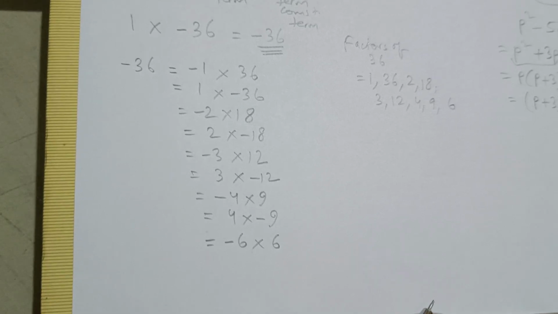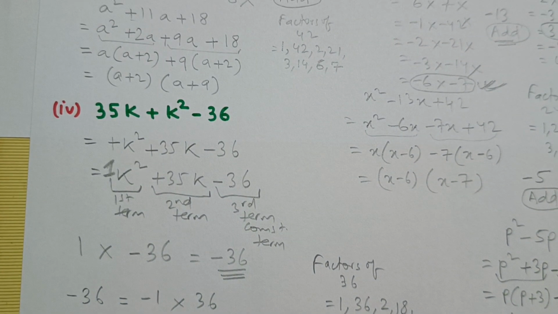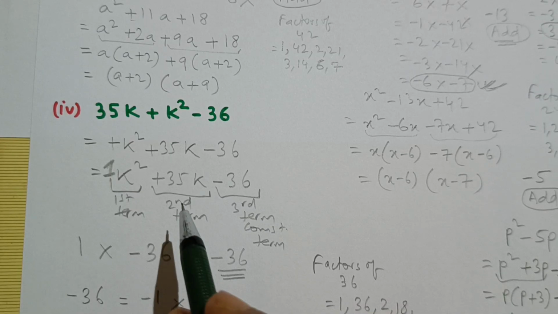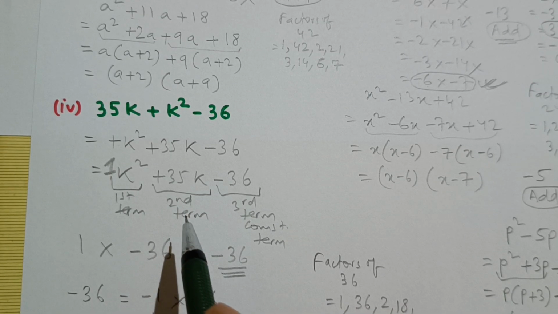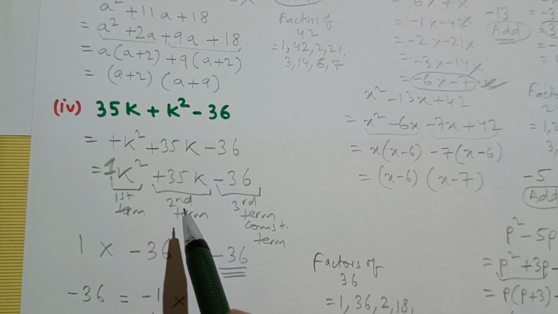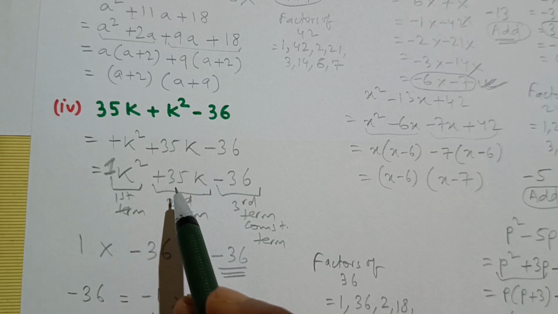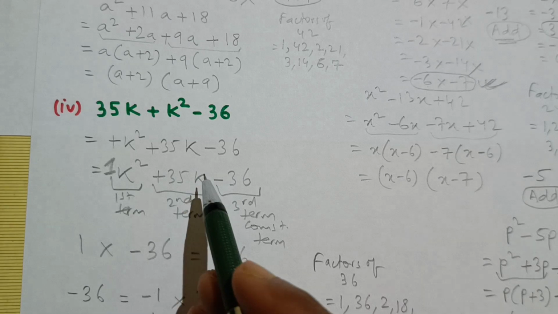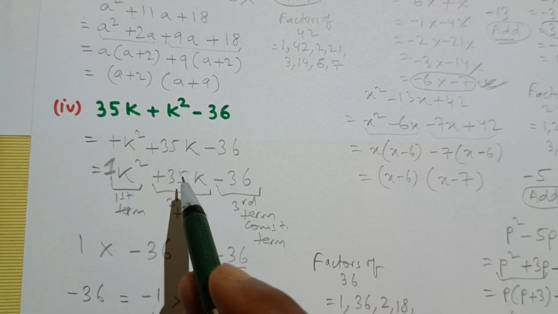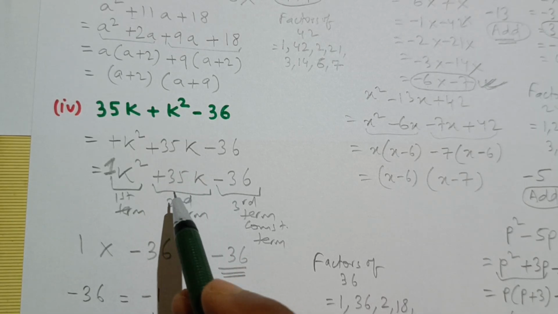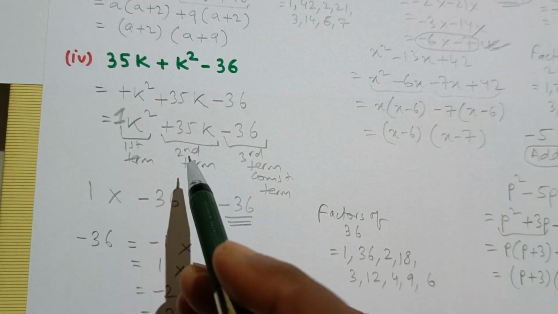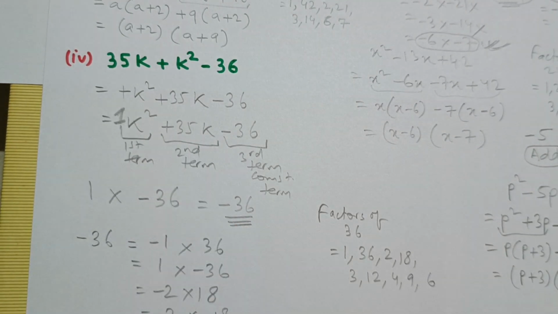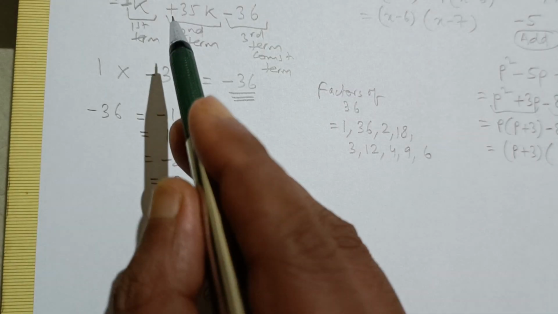Now we have been ignoring the middle term for the time being. So now let us look at the middle term, or let us look at the second term. So the second term is plus 35k. So here the coefficient of k is plus 35.